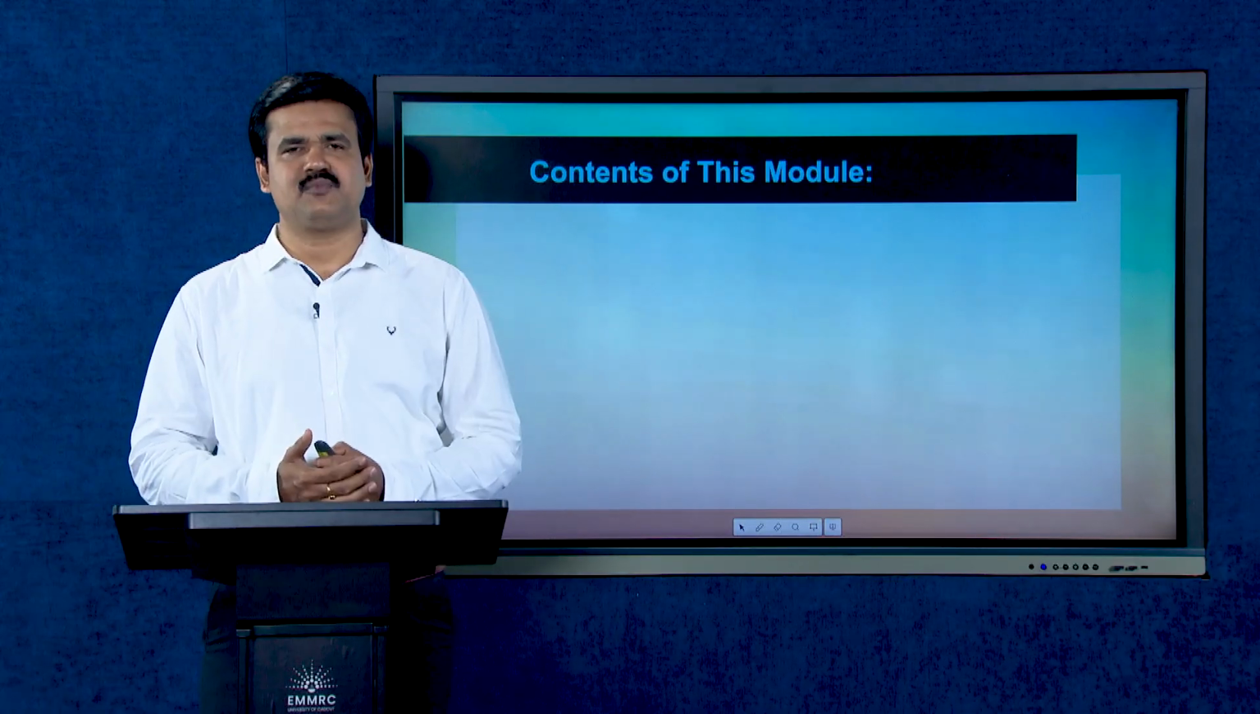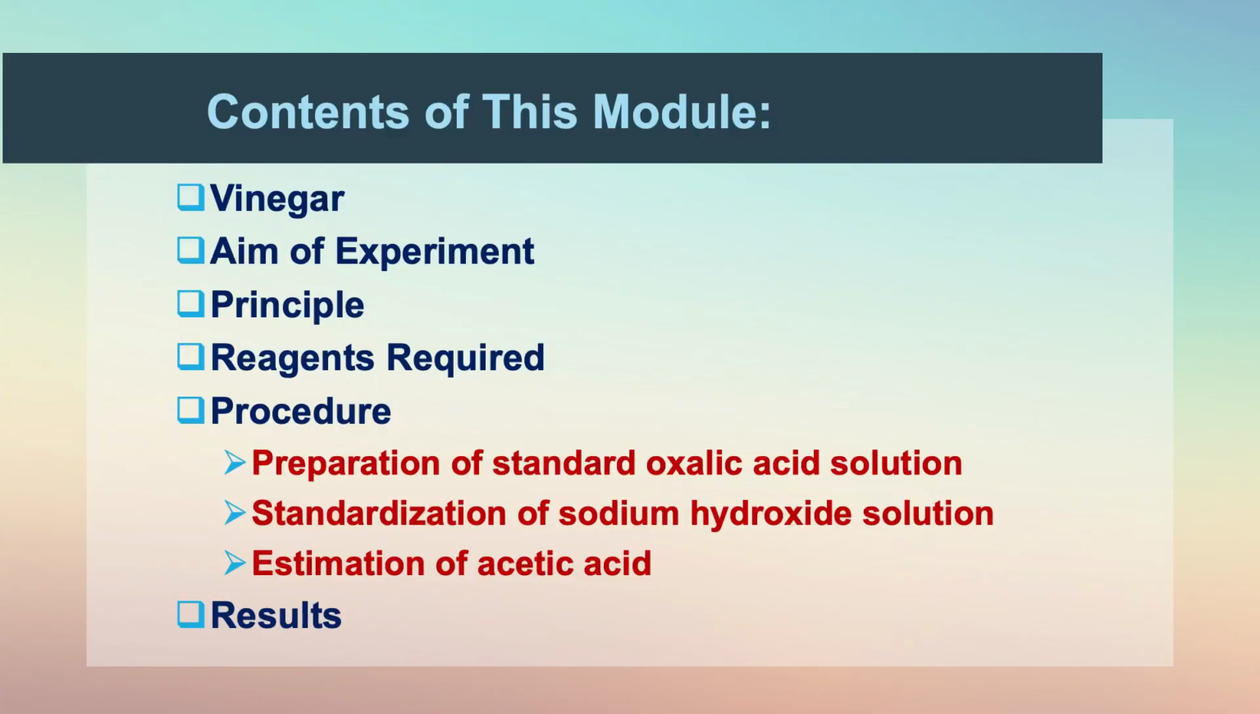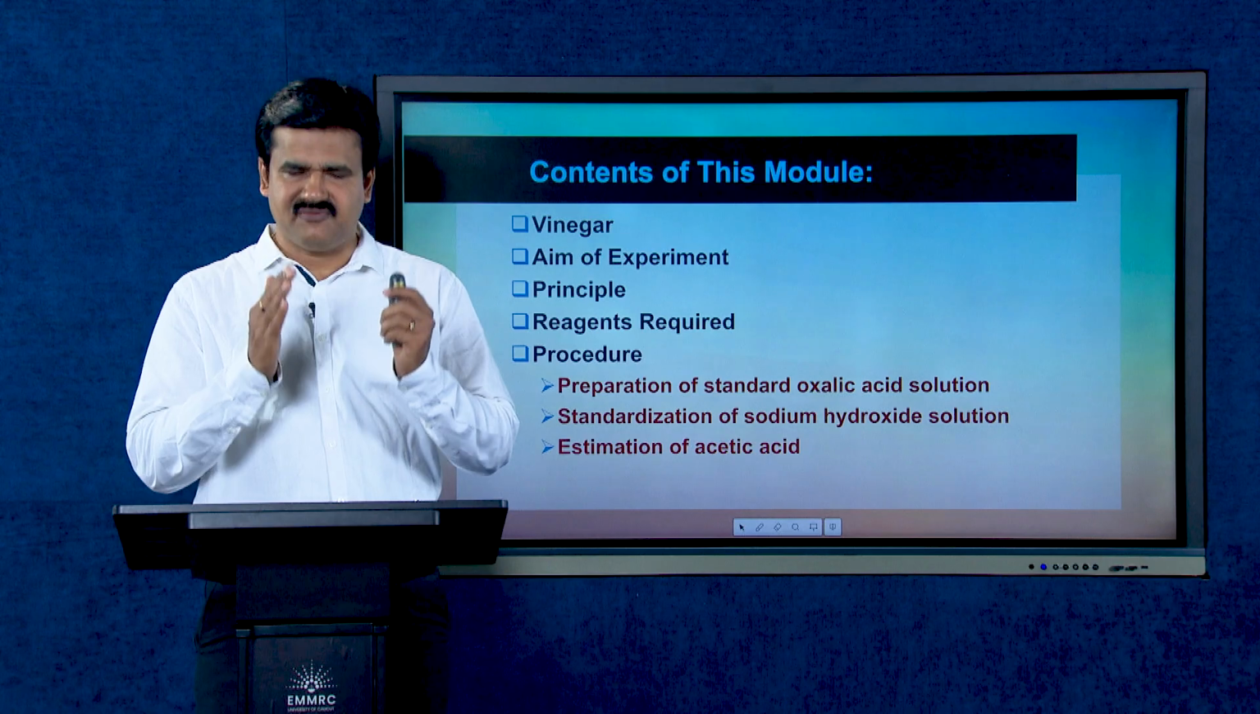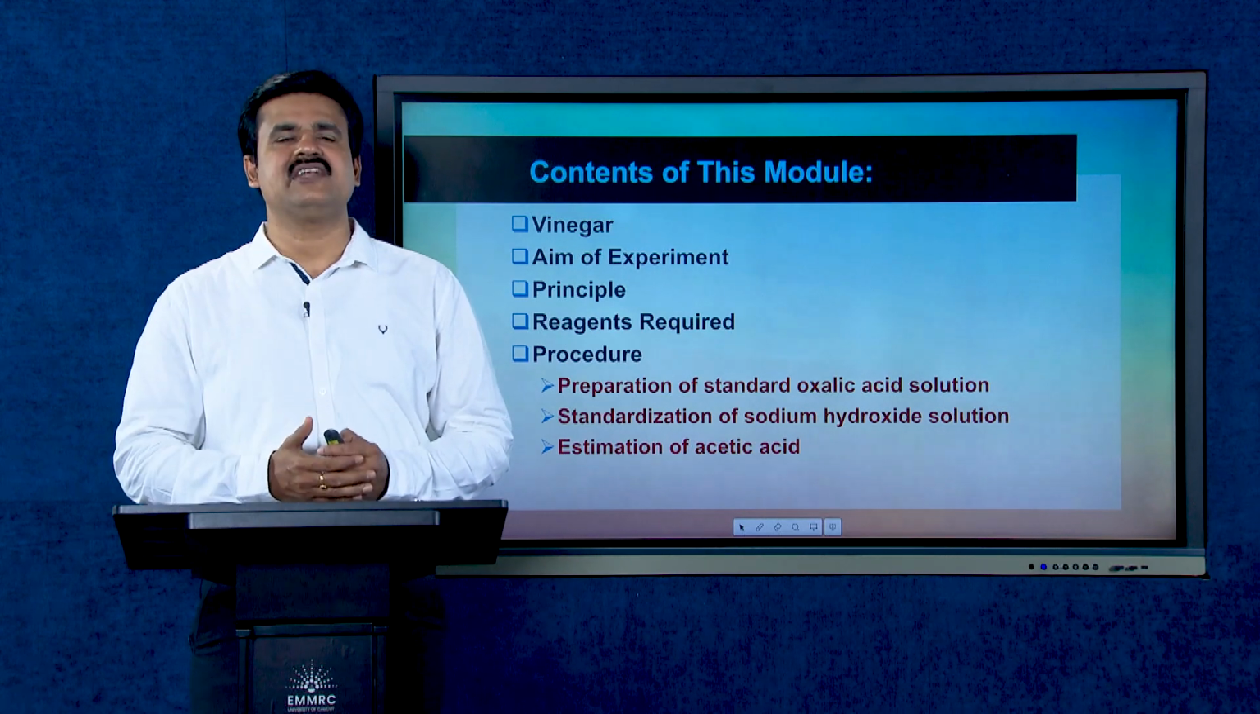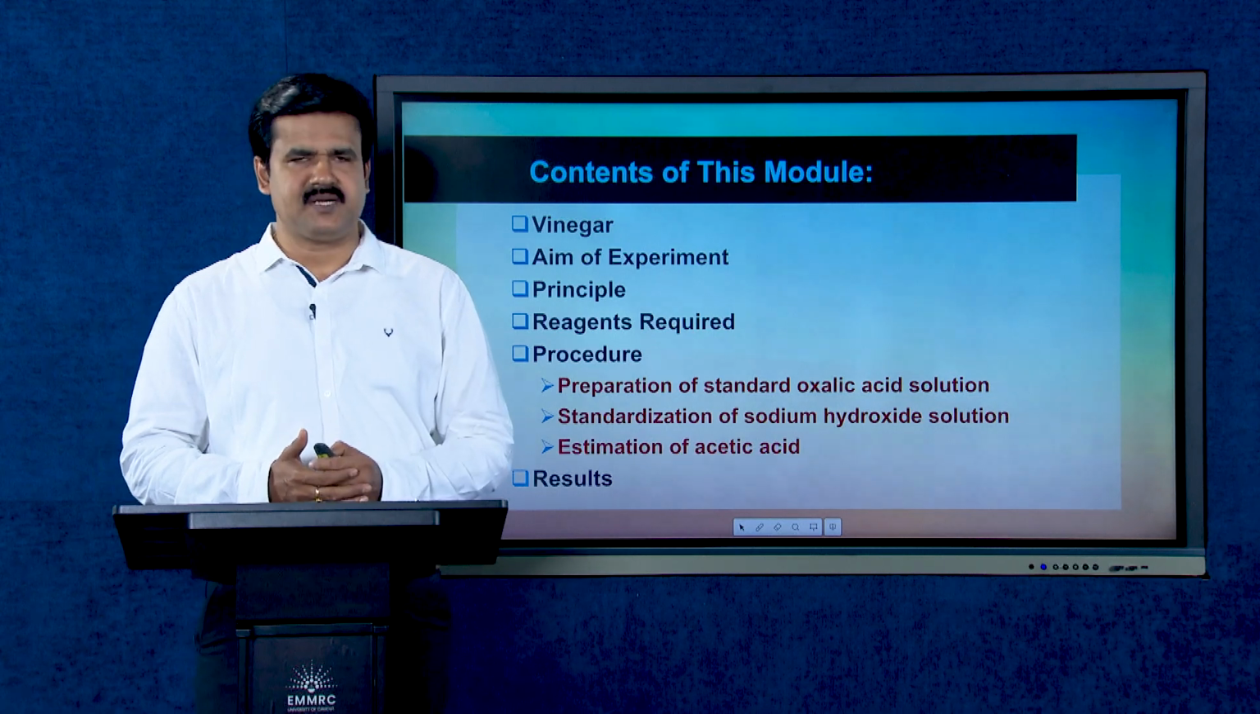The contents of this module are a brief mention about vinegar, aim of the present experiment, principle behind the experiment, reagents required in the present experiment, and the procedure of the experiment, comprised of three parts. First part, preparation of standard oxalic acid solution; standardization of sodium hydroxide solution is the second part; and estimation of acetic acid is the last part. And finally, there is calculation and results based on this experiment.